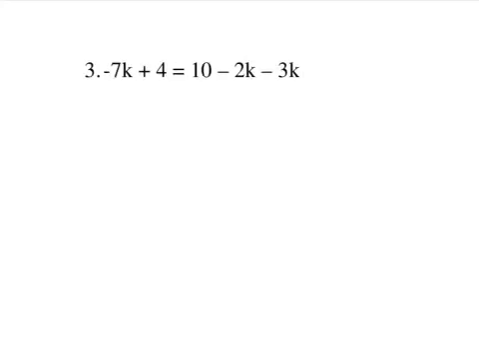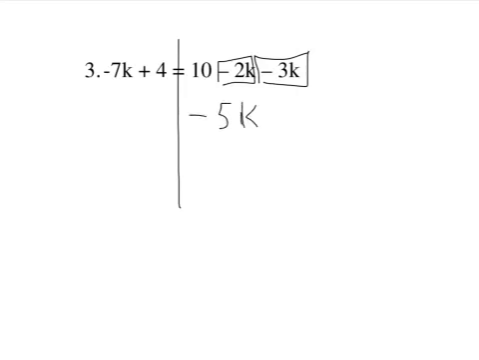Okay, in example number 3, we're going to start off by separating our sides. We have a left side and a right side. I look at the left side and see if there's anything that I can do to simplify that by either distributing or combining like terms, and since they are different and there's no distributing, I'm done there. So then I look at the right side and I see that I have negative 2k and negative 3k, so I will combine those two pieces. That gives me negative 5k plus the 10 equals negative 7k plus 4.